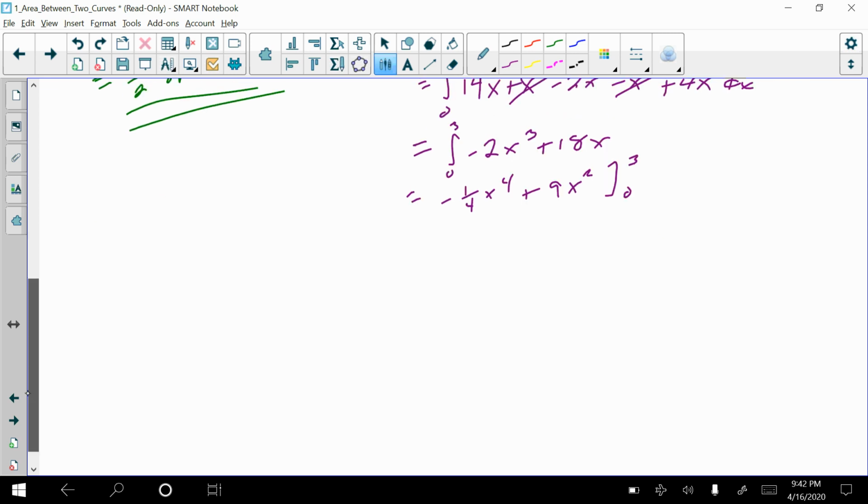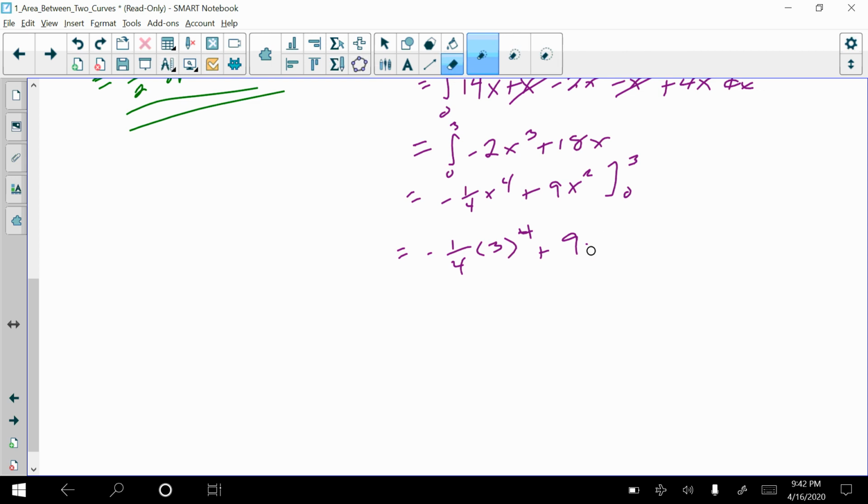So let's do our substitution. We get negative 1/4 times 3 to the fourth power, plus 9 times 3 squared. And the other bit, when I substitute 0, the 1/4 times 0 and the 9 times 0 are both 0, so all of that is just going to be 0.